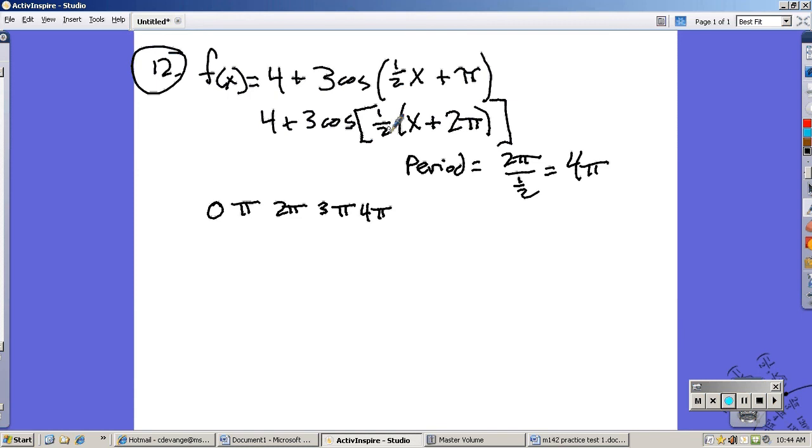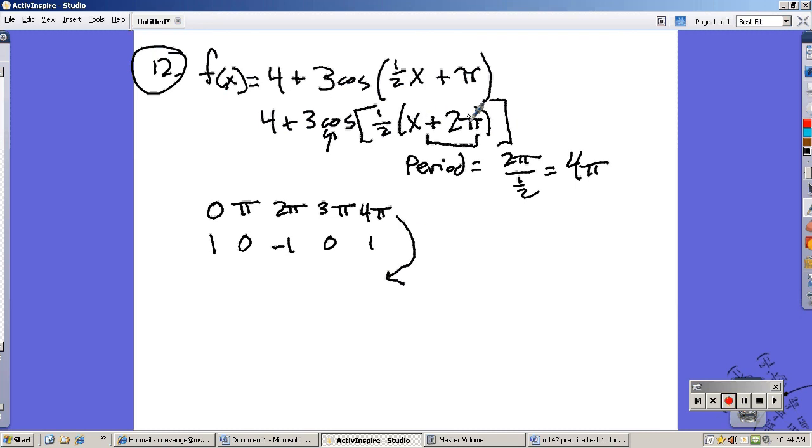So now, what shall we do next? Let's deal with this shift. I'll deal with that shift in just a sec. Let me deal with the fact that it's cosine. Cosine starts at 1, goes down to 0, goes down to -1, comes back up to 0, comes back up to 1.